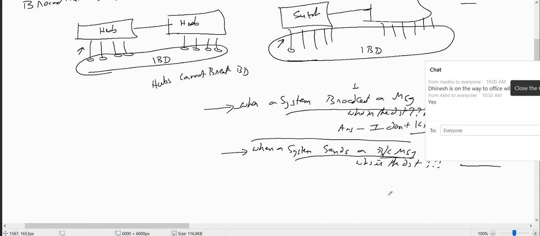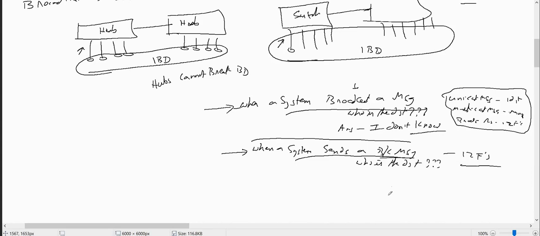Now this message, everybody understood what I said. In this message, who is the source? I am the source. Who is the destination? 12 Fs. Everyone is the destination. My question is, everyone understood? My question is a broadcast message now. This broadcast message also everybody received it by coincidence.